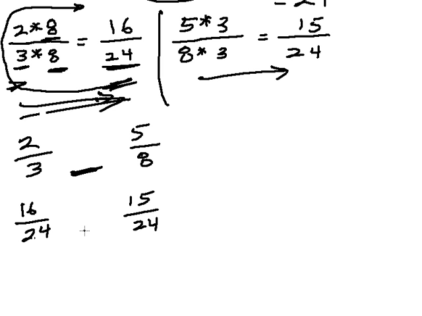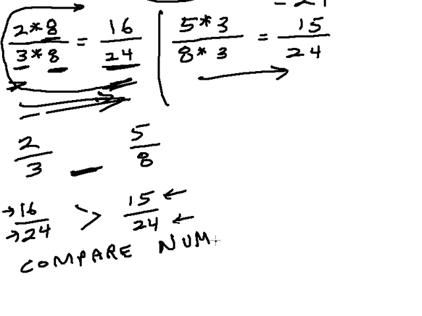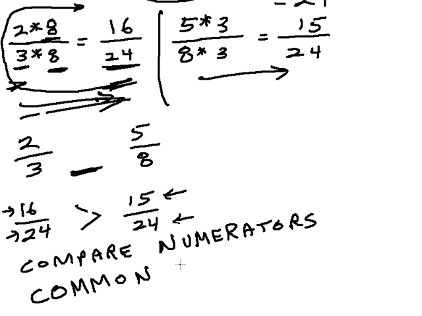Now, let's go back to the beginning and remember what fractions meant. 2/3 means we have 16 pieces when there's 24 pieces in a whole. 5/8 means we have 15 pieces when there's 24 pieces in a whole. Well, 16 pieces is greater than 15 pieces. Compare the numerators. Compare the tops, when you have a common denominator, a common bottom.